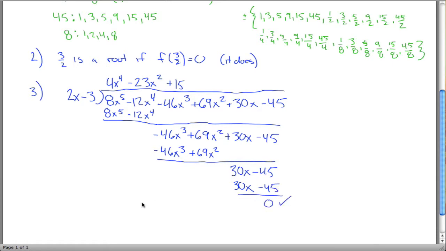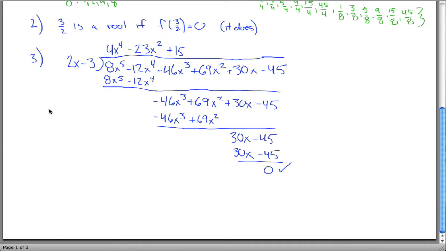That's a good thing. What that tells me is that my polynomial, f of x, is equal to 2x minus 3 times 4x to the fourth minus 23x squared plus 15. I can factor this mess over here. Basically what you're doing is a substitution. So let's change colors. Factor 4x to the fourth minus 23x squared plus 15.